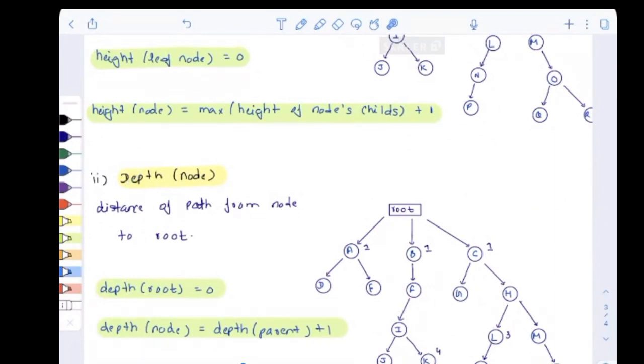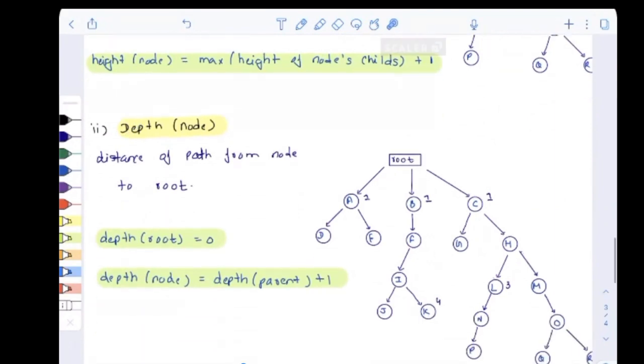Okay, just for the last time, to clarify the difference between both of the things, quickly tell me guys, what is the height as well as depth of the node I? This time tell me both, the height of I as well as the depth of this node I. Okay. What is height and depth of I? Correct.